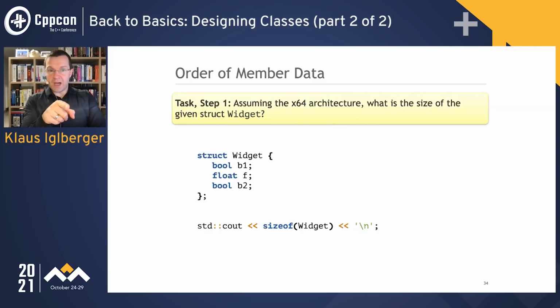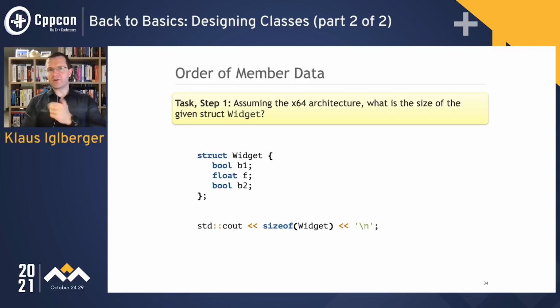In this widget now, I have a bool, I have a float, and I have another bool. The Boolean is 1 byte large on x64. The float, on the other hand, is 4 bytes large. Now I would ask the question, what is the size of this widget? So if I, at this point, ask size of widget, what would that print? And an obvious answer is, of course, 6. 1 plus 4 plus 1, 6.